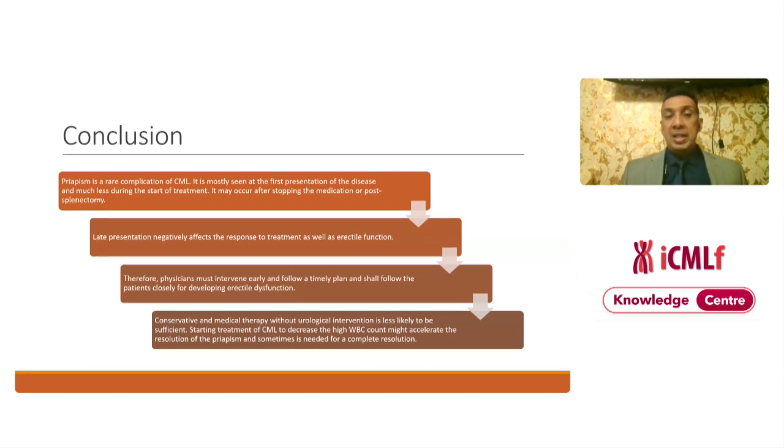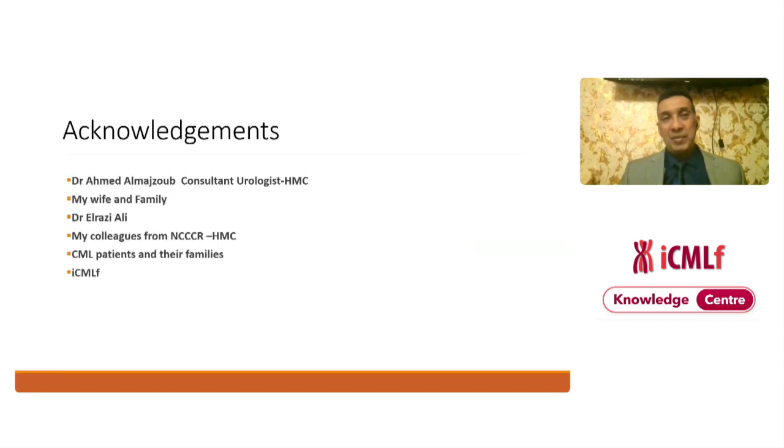Conservative and medical therapy without urological intervention is less likely to be sufficient. Starting treatment of CML to decrease the high white blood cell count might accelerate the resolution of the priapism and sometimes is needed for complete resolution.